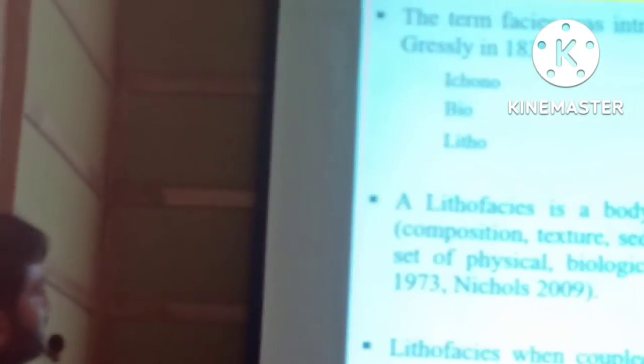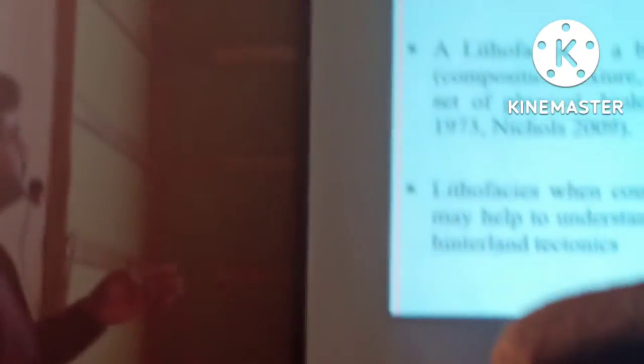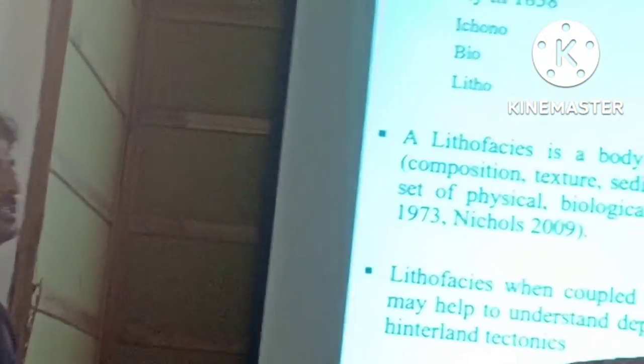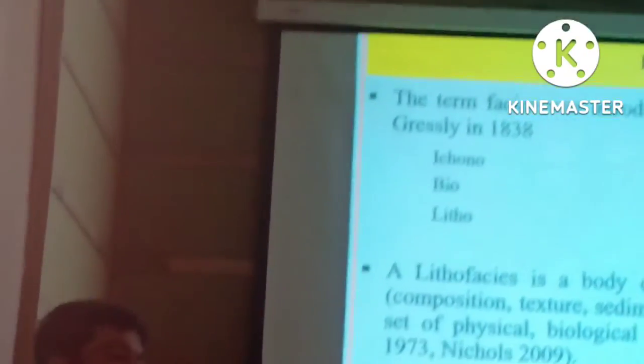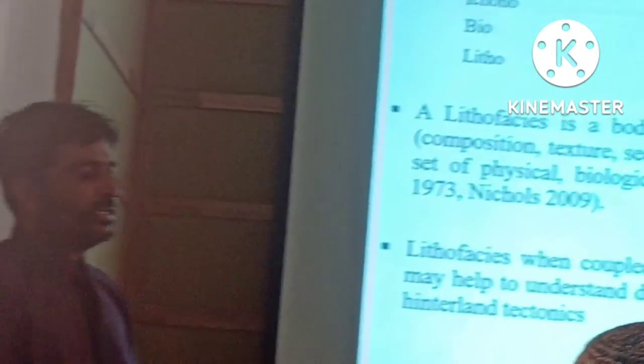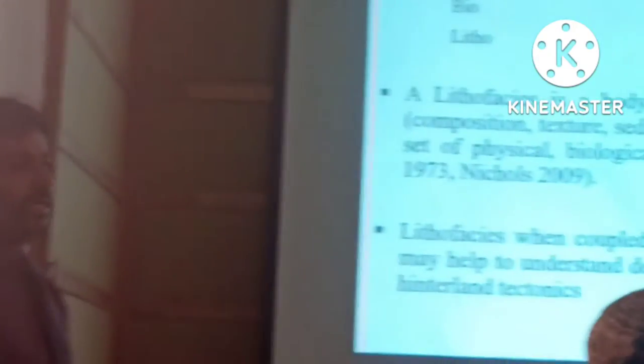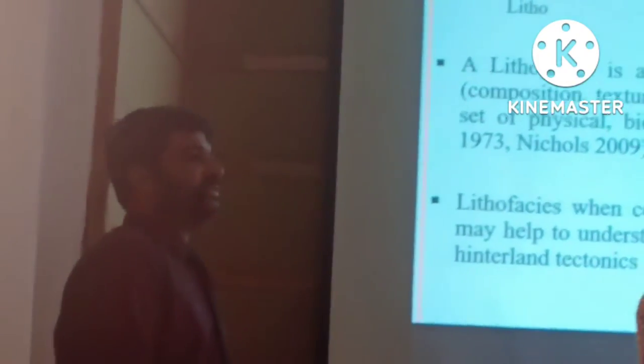So lithofacies is a body of rock with distinct characteristics related to a specific set of physical, biological, and chemical processes. Now these specific characters include the composition of that particular rock, the structures within that rock, and the geometry of those structures. So all these parameters are helpful in the identification of certain lithofacies.